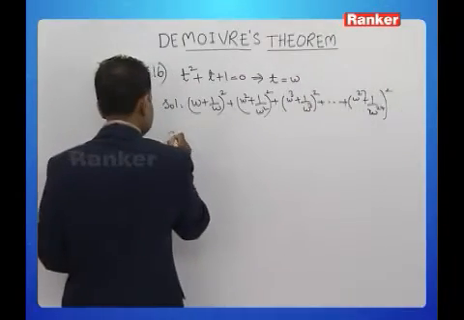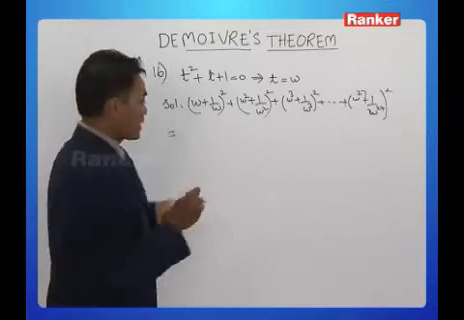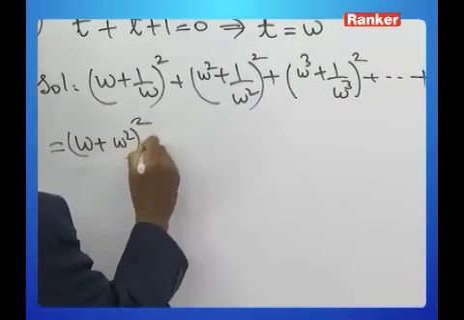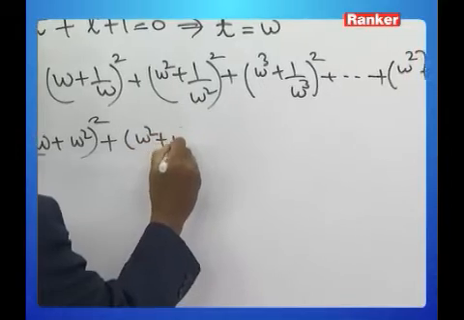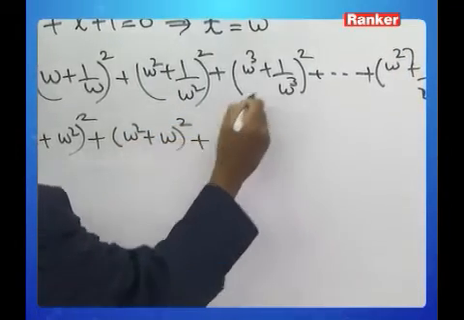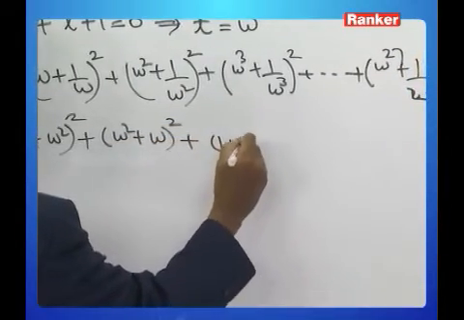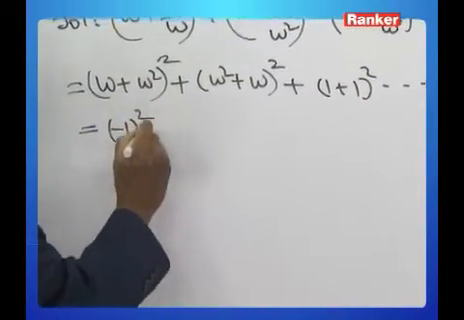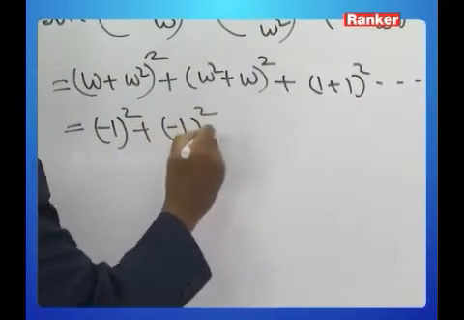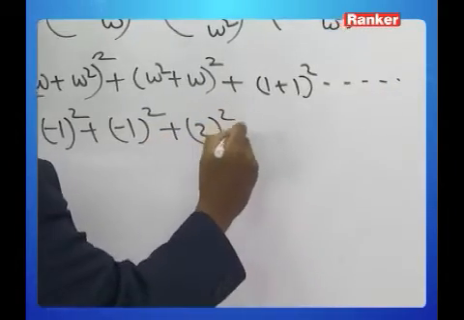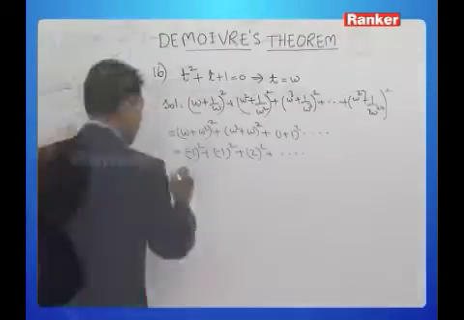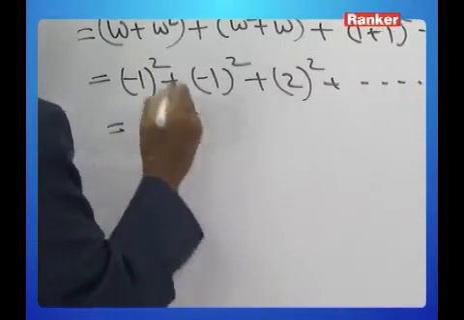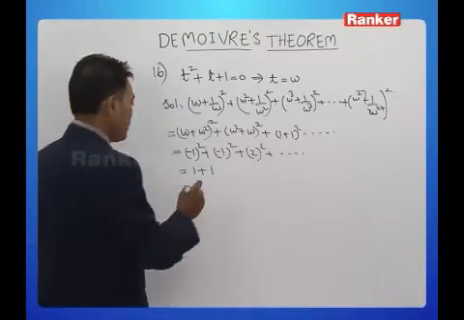What is this total? 1 by omega is omega square, and 1 by omega square is omega. This is 1 and this is 1. This is minus 1 whole square. This is again minus 1 whole square. This is 2 square. Now this is nothing but 1, and again 1, and again 4.